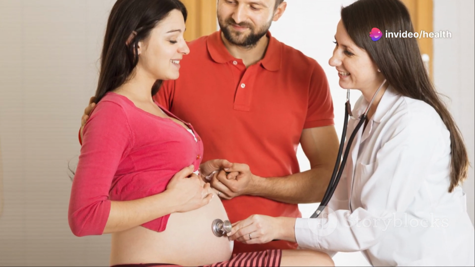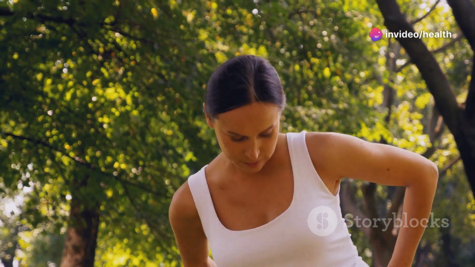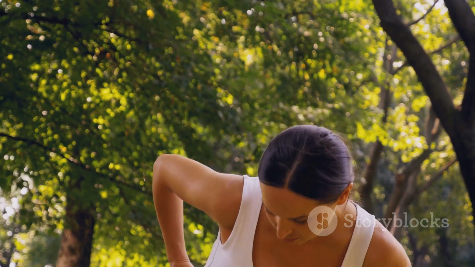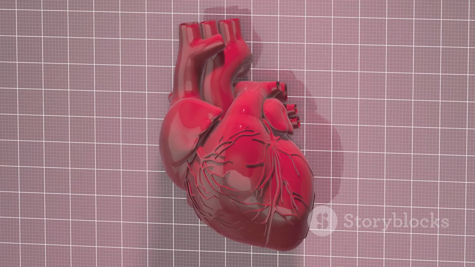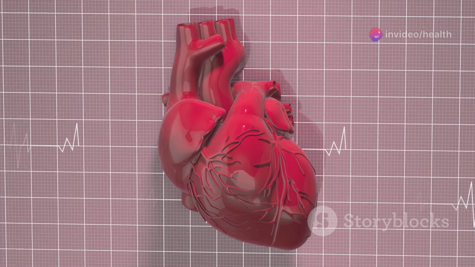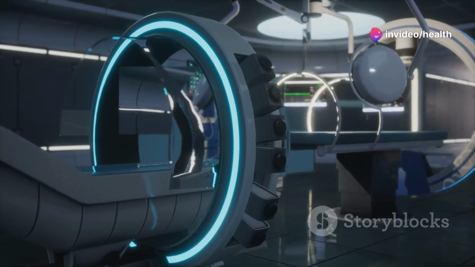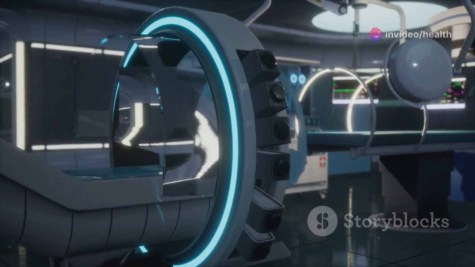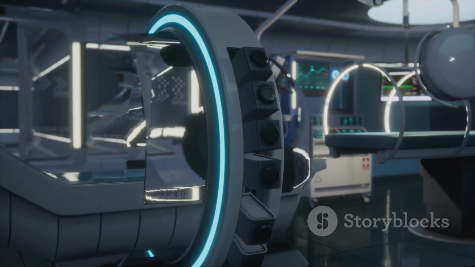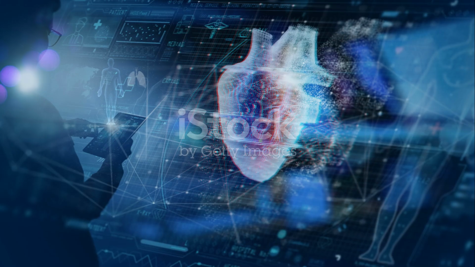Prenatal care, healthy lifestyle choices, and timely medical interventions are crucial for managing ASD effectively. Regular checkups with a cardiologist, even after successful closure, are essential for monitoring heart health. Advances in medical technology and our understanding of congenital heart defects offer hope for improved diagnosis, treatment, and long-term outcomes for individuals living with ASD.